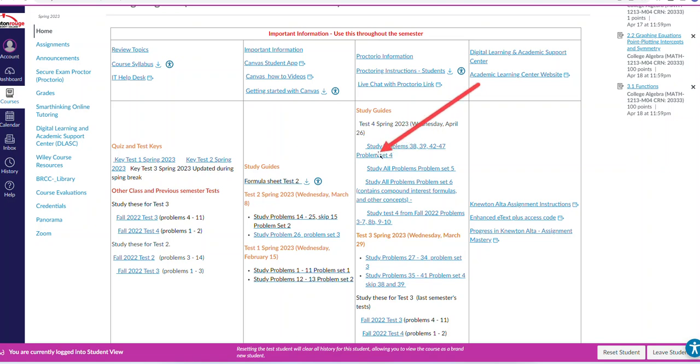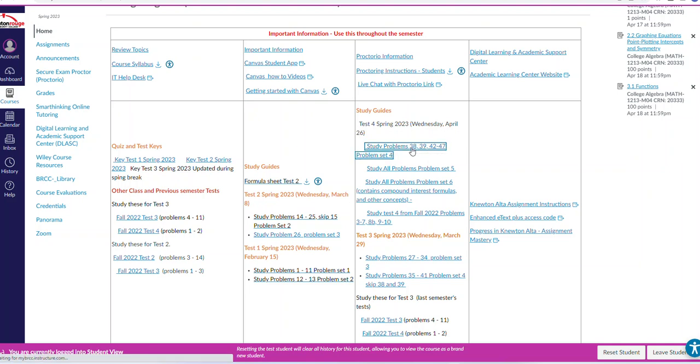There's problem set 4 right here. You click on that, and I asked you to look at problems 38, 39, 42 through 47. And when you click on problem set 5, I think you have to look at all the problems. Then problem set 6 is where I'm telling you which worksheets to look at for the compound interest formulas and some other concepts. So let's go to this.